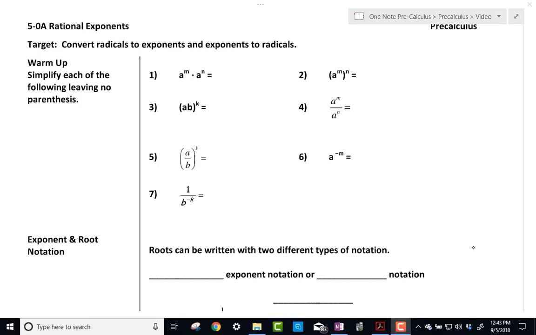Okay, so here we are with a little preview to the exponential chapter in pre-calculus here. So we're going to review some exponent rules today. It says simplify each of the following leaving no parentheses.